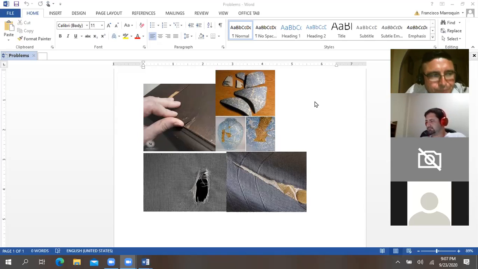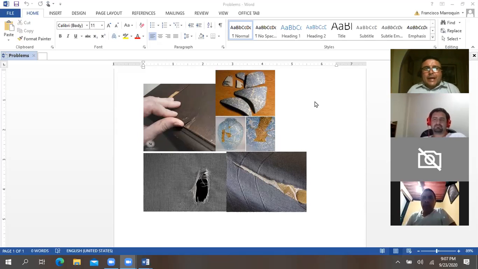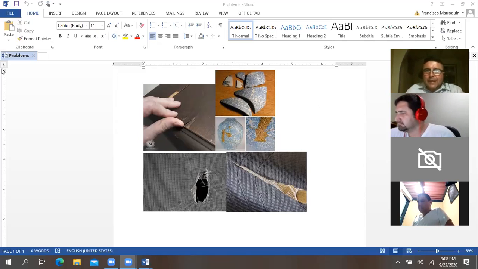No. Okay, so right now we're going to do a listening activity. With this listening activity, you will hear people talking about different objects. They will mention what the problem is with the object and what the reaction of the owner is. How do you say devolución in English?